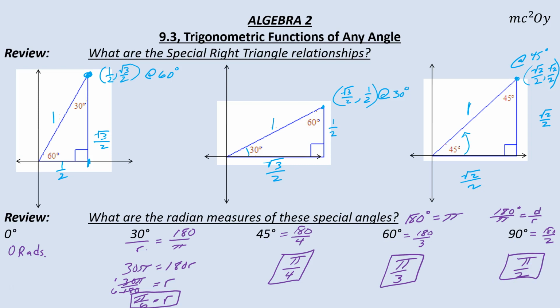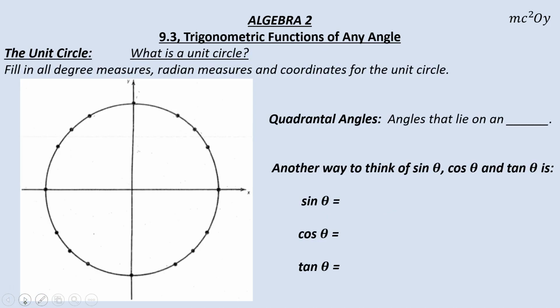The way I just showed you works really well if you're using special angles or angles that go into 180 easily. Or you could keep converting like that as well. But you use these angles so often that you're going to have to memorize those anyway. We're going to fill in the unit circle, and I'll show you where we're going to use those angles. Let's go ahead and take a look at this. We're going to fill in the unit circle and all radian measures, all coordinates, all degree measures of that unit circle.